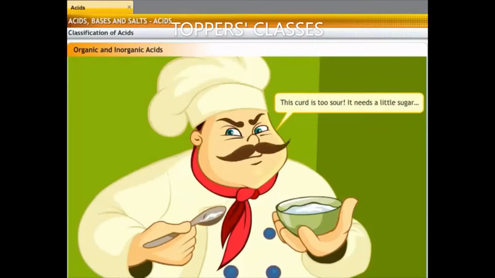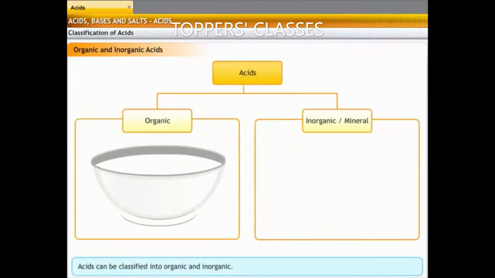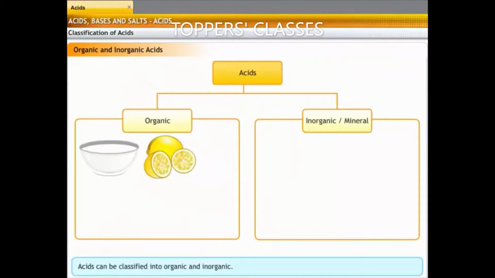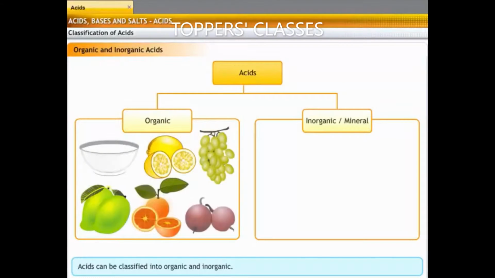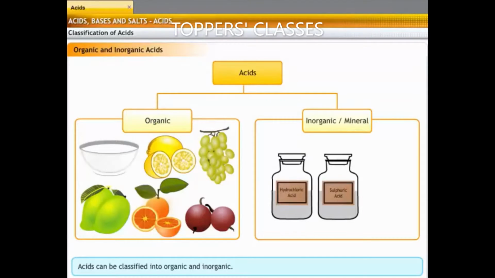This curd is too sour. It needs a little sugar. Curd contains lactic acid, which gives it a sour taste. Acids obtained from food like curd, lemons, grapes, raw mango, citrus fruits and gooseberry are called organic acids. Hydrochloric acid, sulfuric acid and nitric acid are called inorganic or mineral acids.